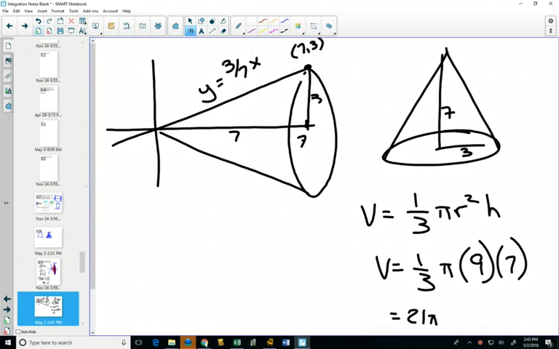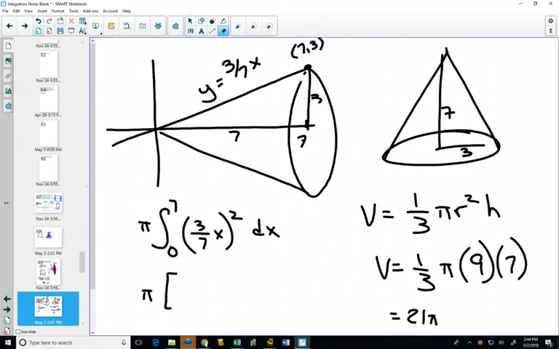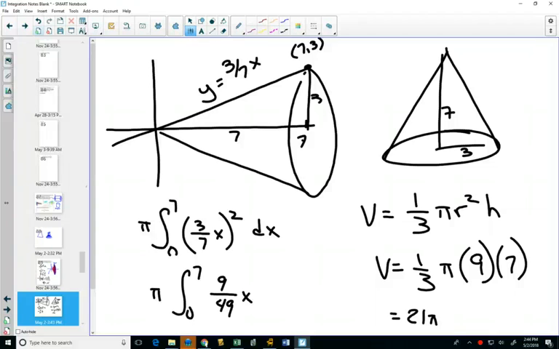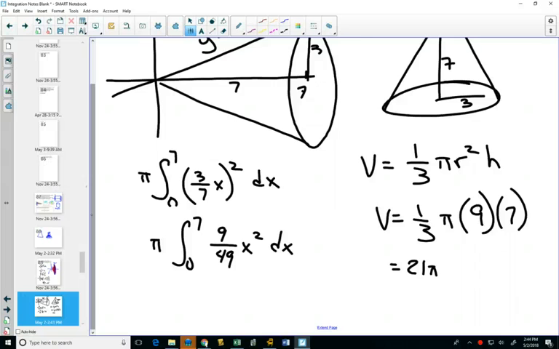Okay. So now if we integrated this from 0 to 7, pi, the radius is always 3/7 x squared dx. What do we get? Let's find out. So let's plug this in. First of all, I'll simplify this. From 0 to 7, this will be 9 over 49 x squared dx. Yeah, you can take out the constant. You could take out the 9 over 49.